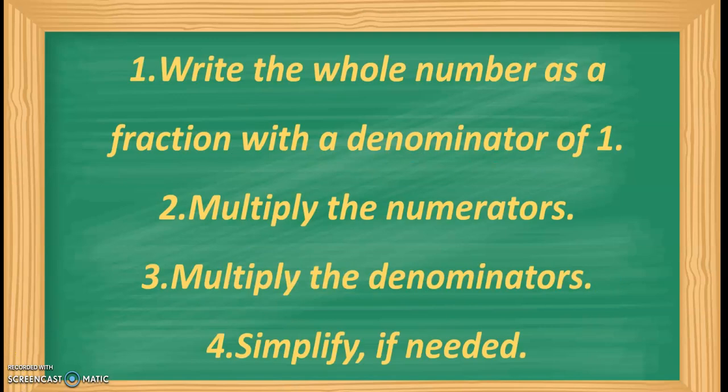Now how do we multiply a fraction by a whole number? 1. We write the whole number as a fraction with a denominator of 1. 2. We multiply the numerators. 3. We multiply the denominators. And 4. We simplify if needed.